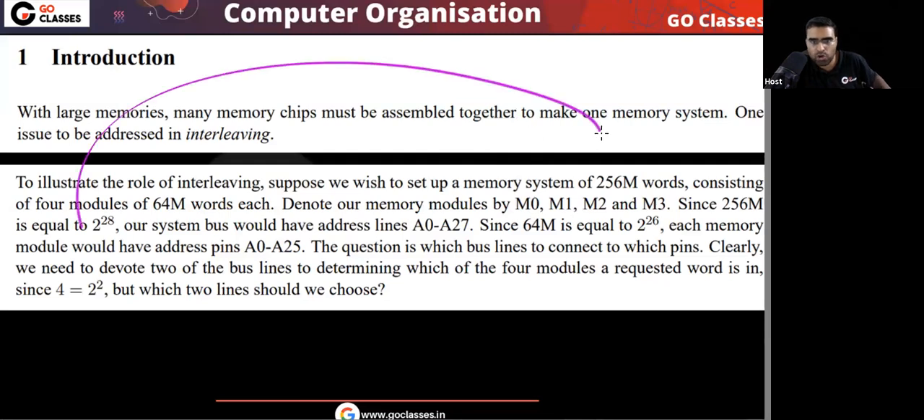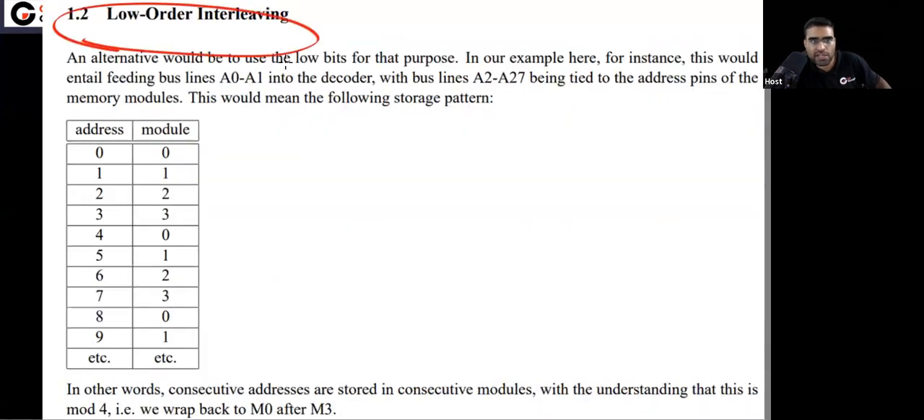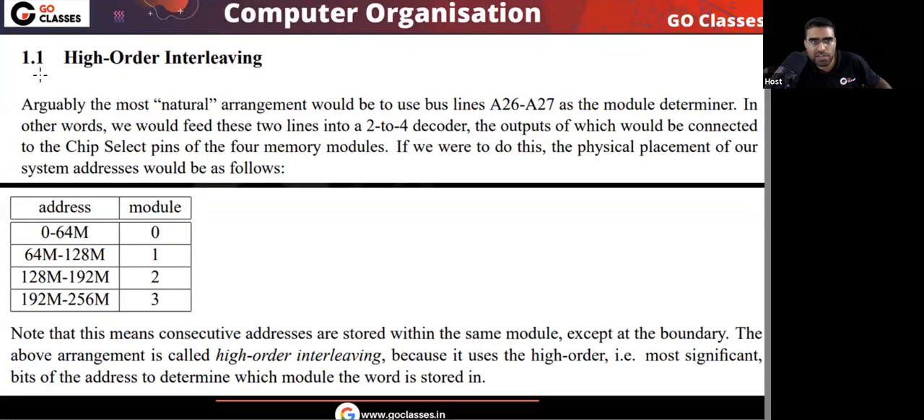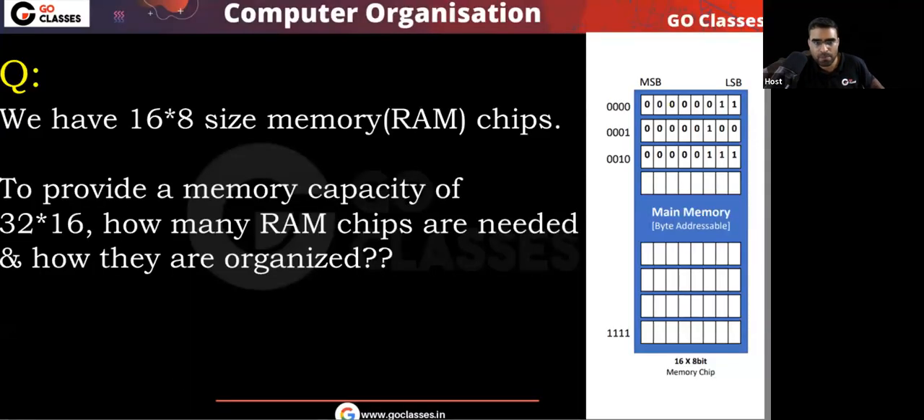So these are some notes. Whatever is written in these notes, we have already seen. Can I give you these notes as self-study? Because whatever is given in these notes we have already seen. We have seen high order interleaving, we have seen low order interleaving. All these things we have seen, so you can read about high order interleaving and low order interleaving. All these concepts you can read.